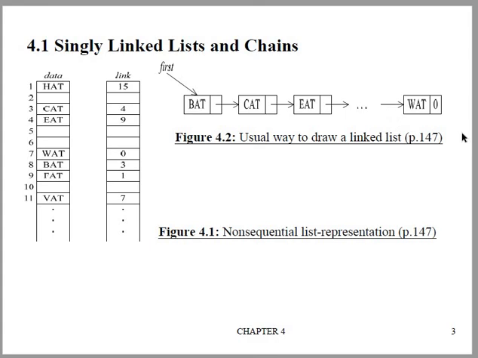And for the last node the link should be 0, because after that no data is stored. In this way, using static memory allocation also we can store the linked list. And the chain here is represented using the index position.